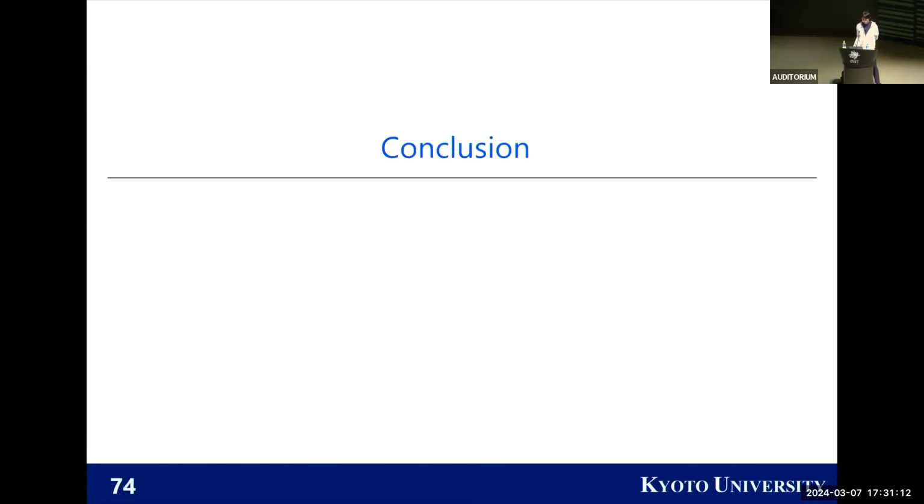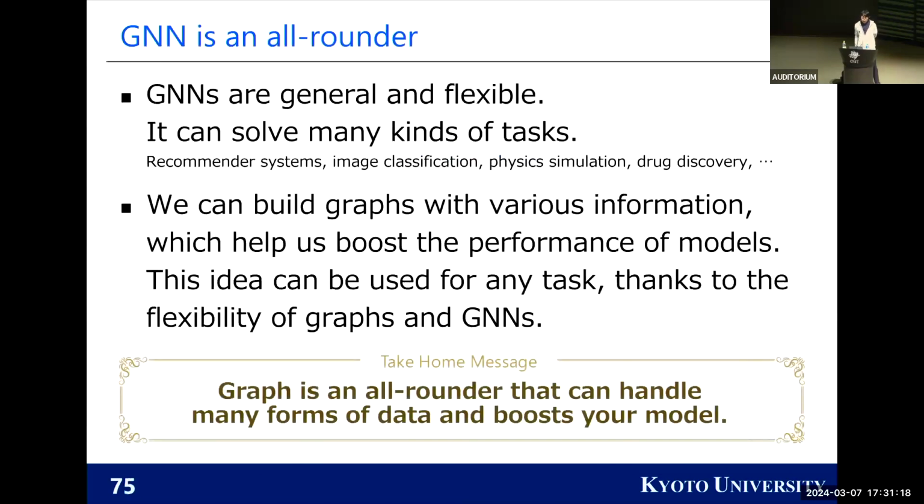Okay, so that's almost all of this lecture, and let's proceed to the conclusion. The main message in this lecture is that GNNs and graphs are very general and flexible, and can formulate and solve many kinds of tasks and data, including recommender systems, image classification, physics simulation, drug discovery, and so on, ranging across many domains like computer vision, social science and life science.